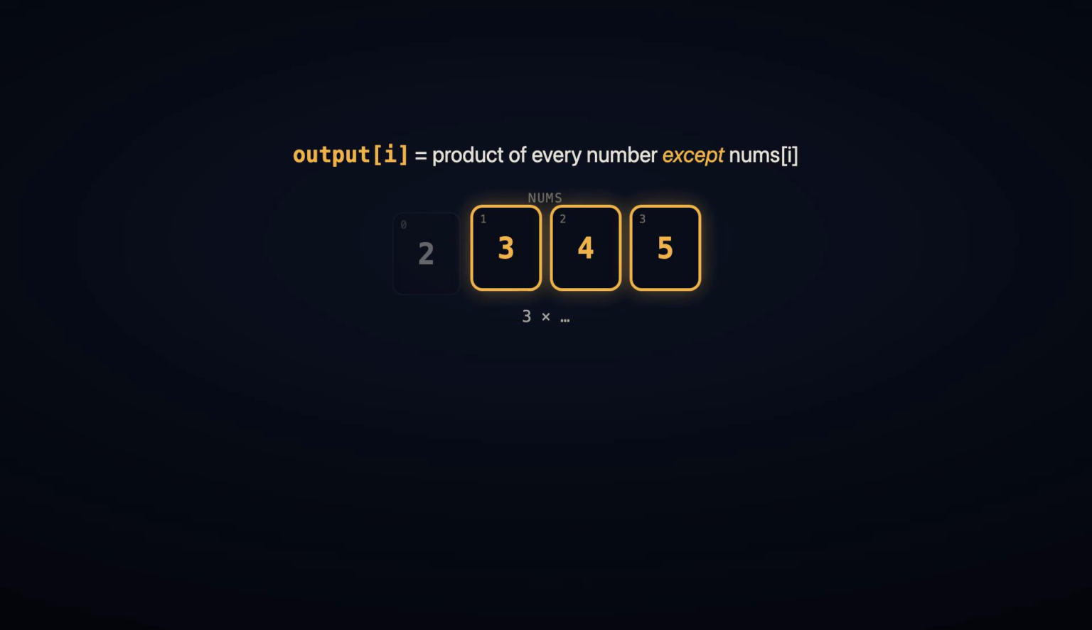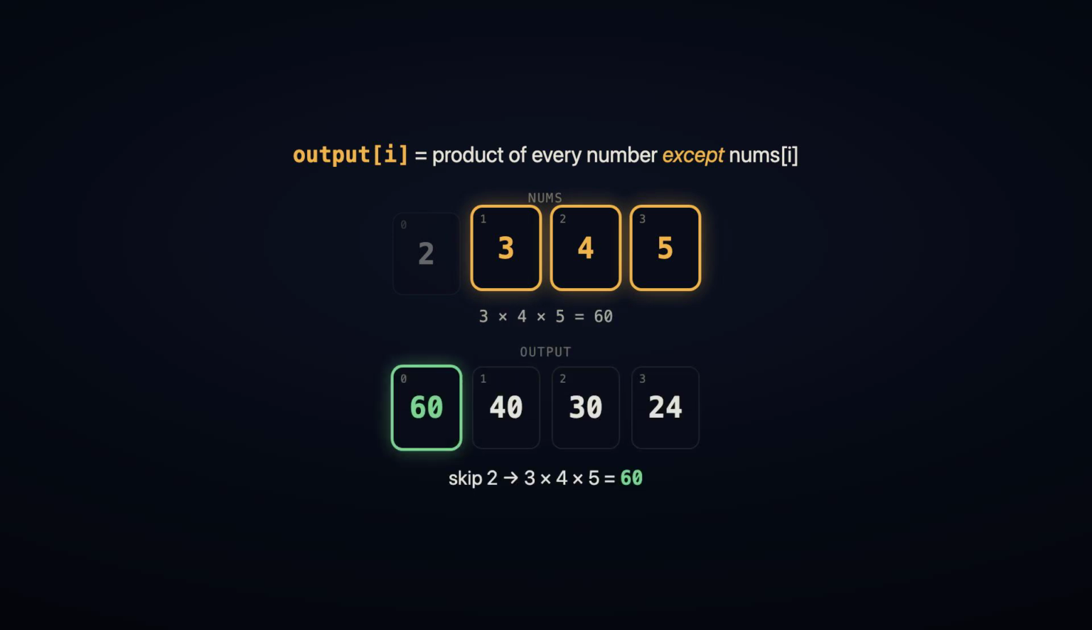Here's the job. Given an array, return a new array where each slot is the product of every other number. Everything except the one in that spot. For 2, 3, 4, 5, the first slot skips the 2. So 3 times 4 times 5 is 60. The next skips the 3, 40, and so on.